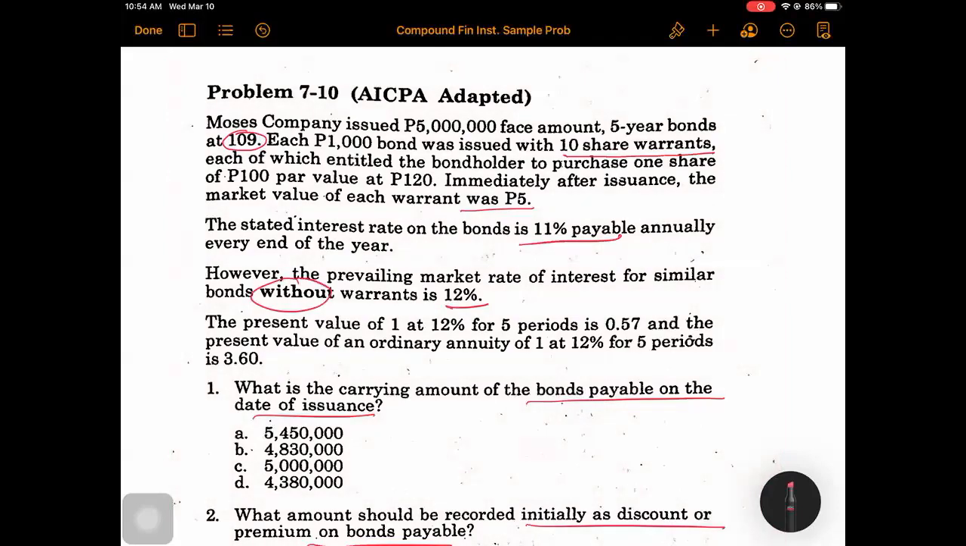Since there's no available market value or fair value of the bonds, unknown siya. So, we need to compute the present value. Can we compute the present value of the bonds? Yes, because given ang nominal and effective rate. So before we proceed, di ba, we have the issue price of 109. Tapos each 1,000 bond, we have 5 million pesos.